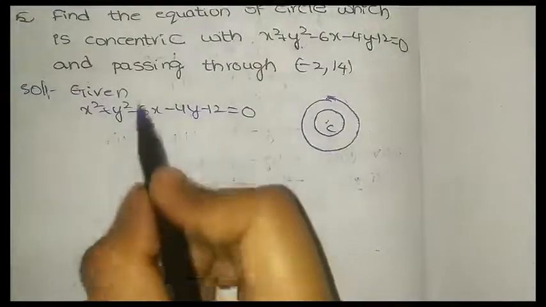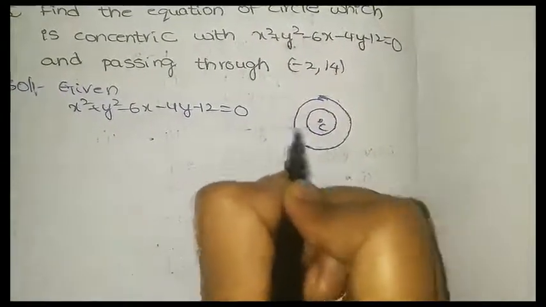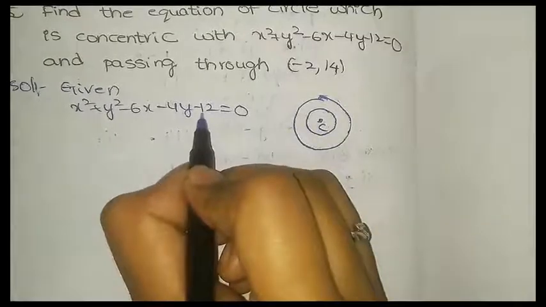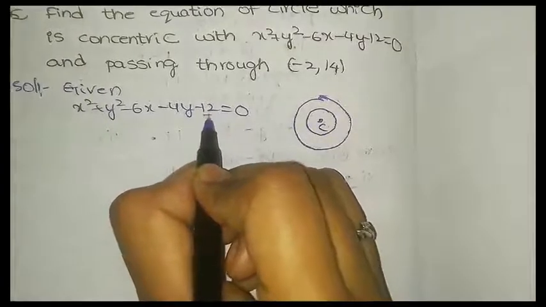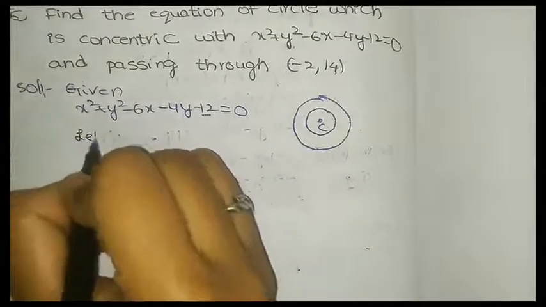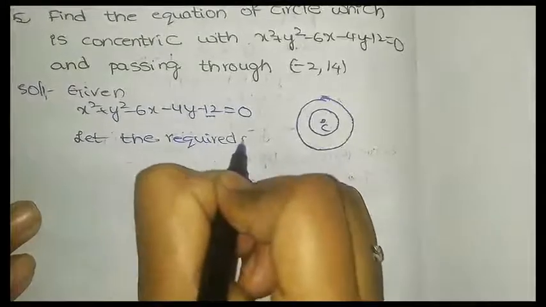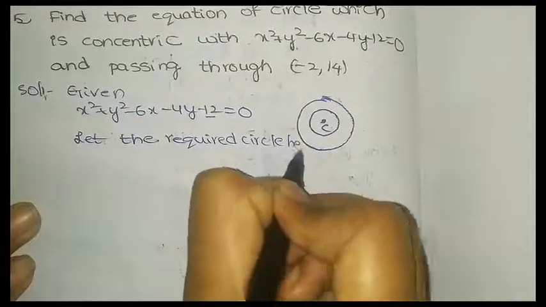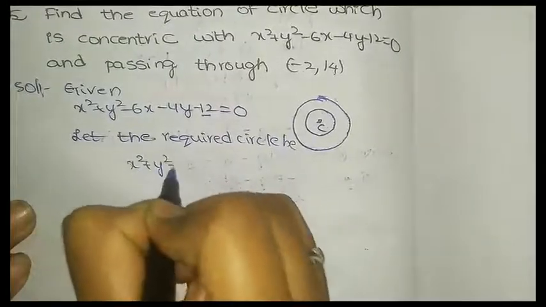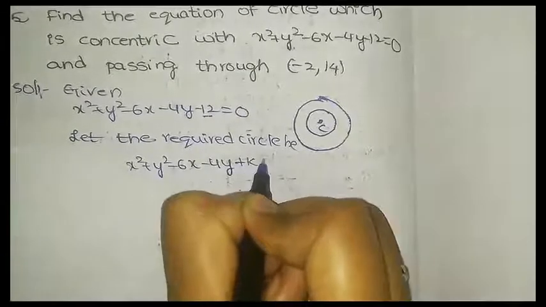So this is the given circle. If they have the same center, what will change? Only the constant value in the circle will change. So let the required circle be x square plus y square minus 6x minus 4y plus k is equal to 0.